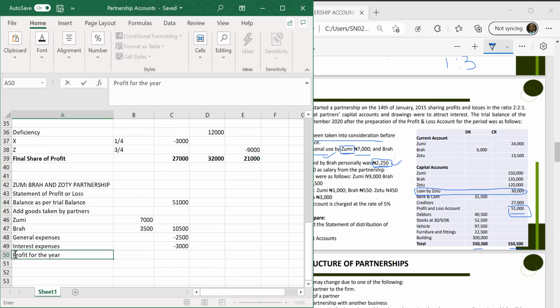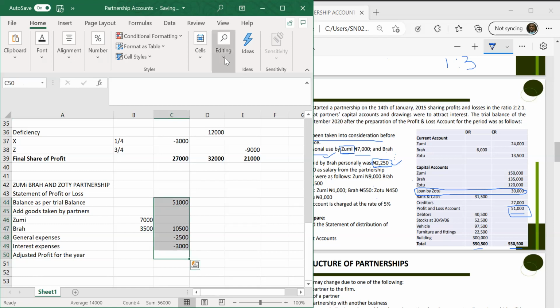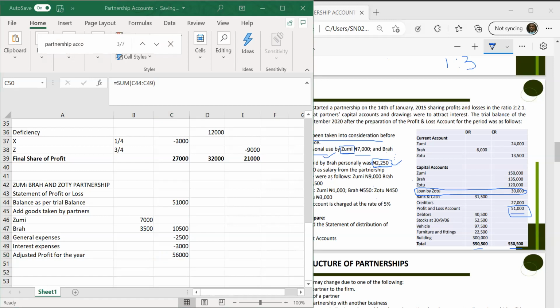So profit for the year. This will be the adjusted profit because we have done the adjustments. So our profit for the year will be this. Can somebody sum it? Let me see if my summation and yours are working together. 56,000. Can you confirm that you also got 56,000?